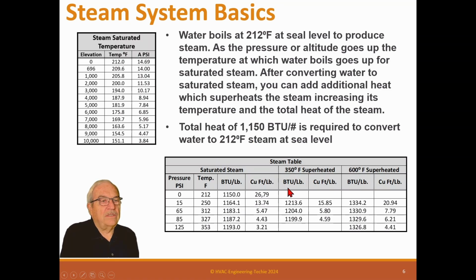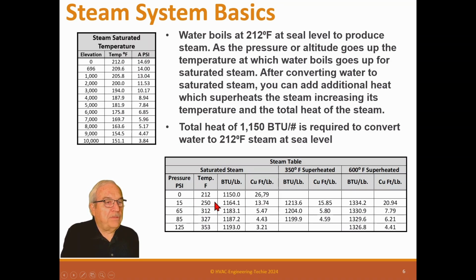All right, so here's a typical steam table, and this part here is saturated steam. This is 350 degree superheat and 600 degree superheat. Just to let you know, 600 superheat is power plant territory. You shouldn't have any of this in commercial. Even a lot of systems don't use superheated steam at all. But if you do, it'll be in the 300 to 350 degree range. So these are the pressure of the system, its temperature, and the BTU per pound, and then the cubic foot per pound. So at 212 degrees, steam takes 26.79 cubic foot for 1 pound of steam.